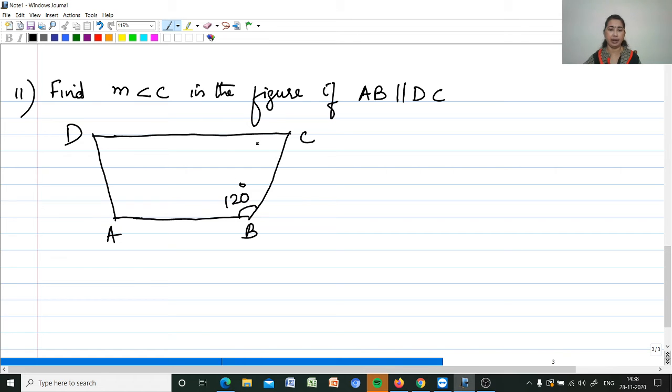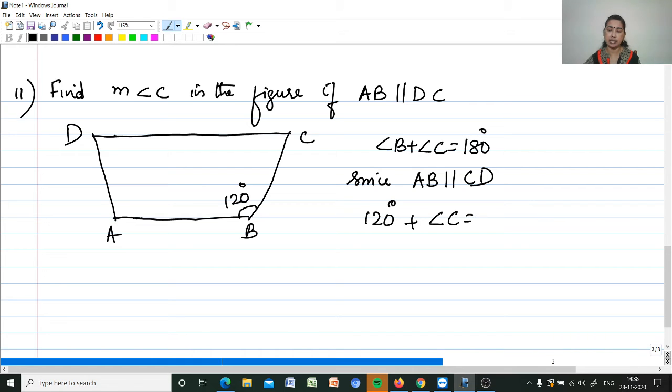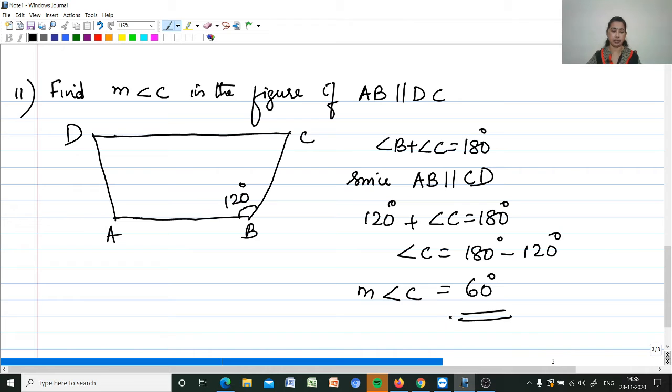If AB and CD are parallel, then these two angles' sum will be 180. That is, angle B plus angle C is equal to 180 since AB is parallel to CD. Here given angle B is equal to 120 degrees. 120 degrees plus angle C is equal to 180 degrees, or angle C is equal to 180 degrees minus 120 degrees, which is equal to 60 degrees. So the measure of angle C is equal to 60 degrees.